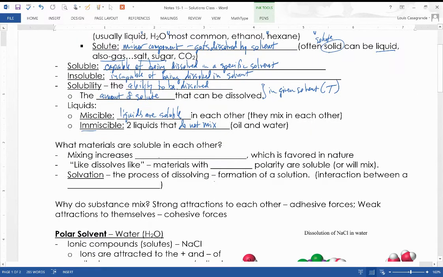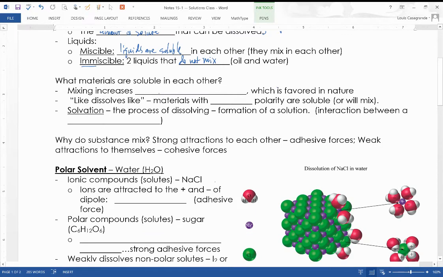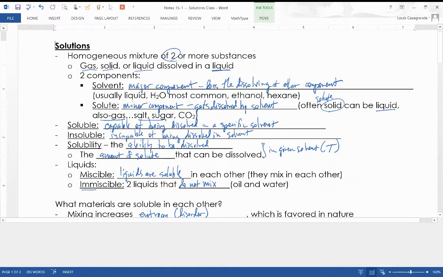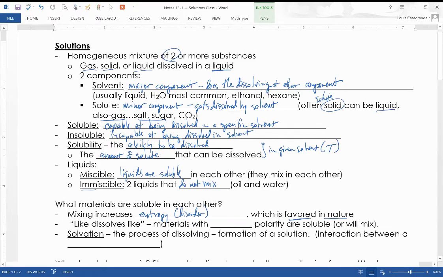So what causes materials to be soluble in each other? So first, mixing increases the entropy. We talked about that as well. The entropy, the disorder or randomness in a sample, which is favored in nature. And we're going to keep coming back to this theme now for the rest of the year. We have a phrase. That phrase is like dissolves like.